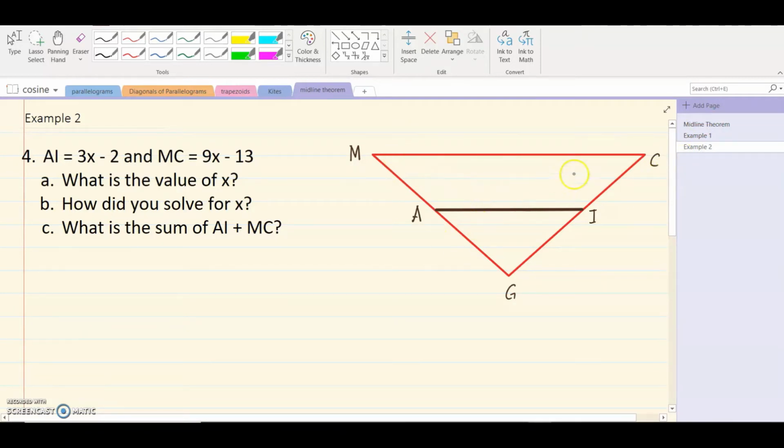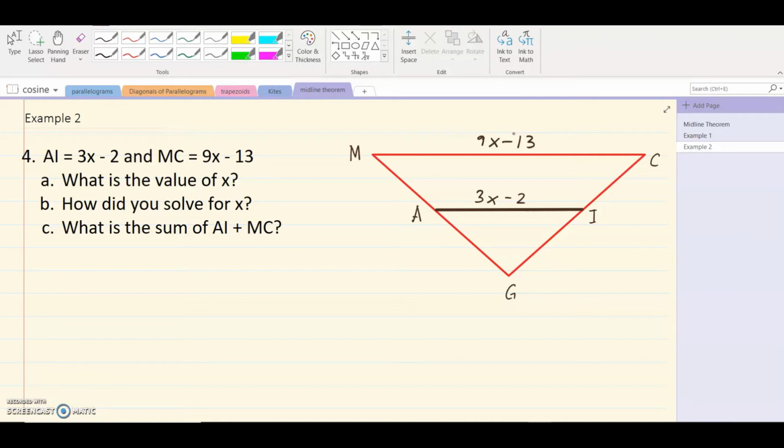So using the same figure, minus 2, and then MC, which is 9x minus 13. So we are being asked here, what is the value of x, how did you solve for x, and what is the sum of AI plus MC?